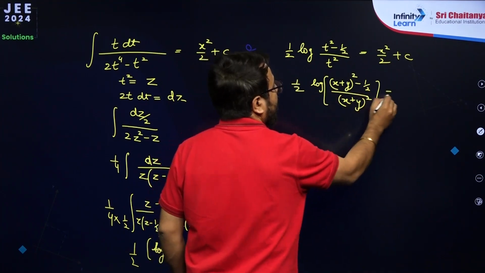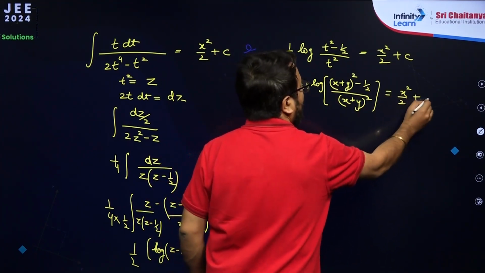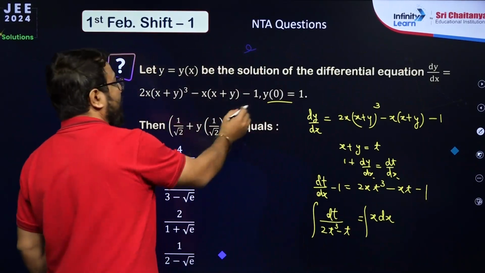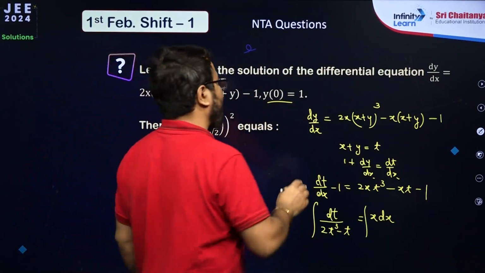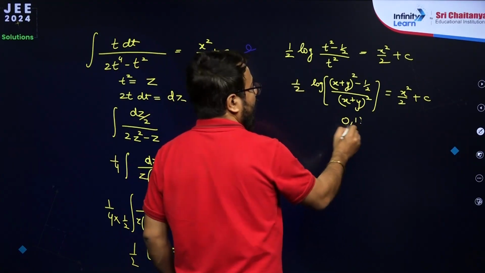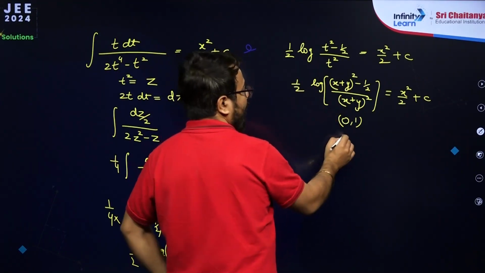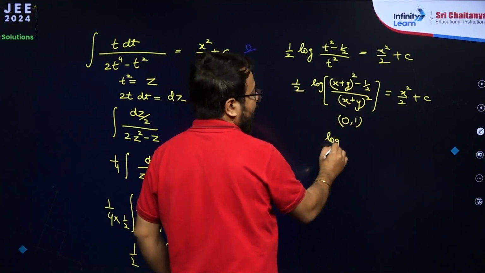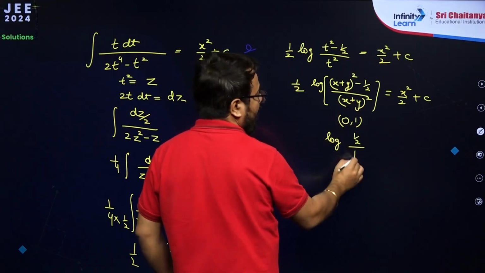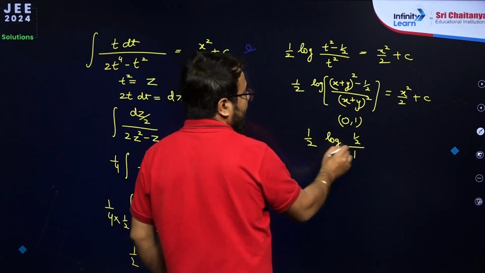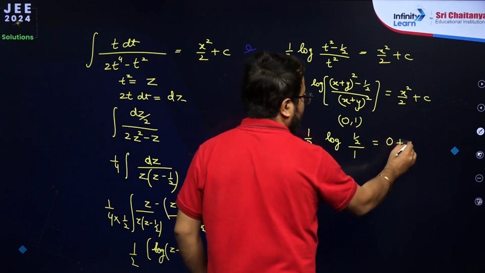And this is actually equal to x square by 2 plus c. They have given the value of y as 1 when x is 0, so the point is (0, 1). If I substitute 0 comma 1, it will be 1 minus half, which is again half. Here it is 1 and outside it is half. Here it is 0 plus c.